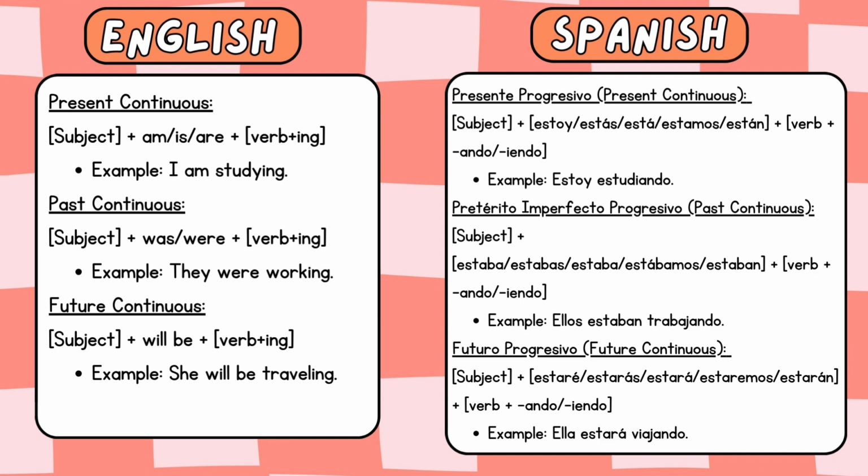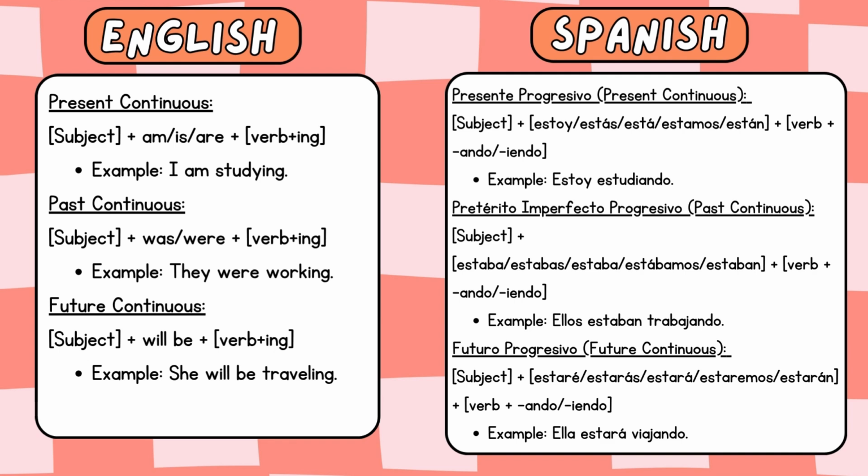And then we have the futuro progresivo, which will be the equivalent for the future continuous. We have the subject plus estaré, estarás, estará, estaremos or estarán, plus the verb with the ando, iendo suffix. For example, ella estará viajando.